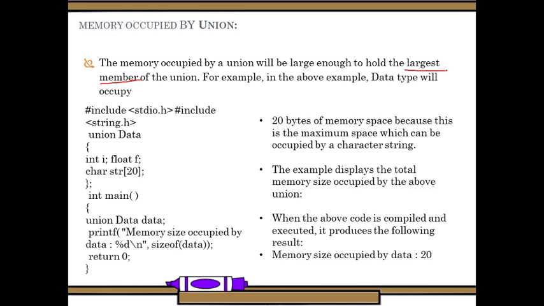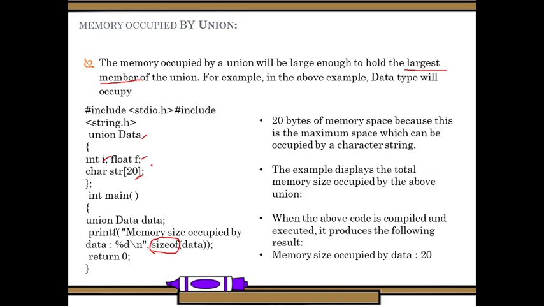Whichever member is the largest, that much memory it occupies in the union. For example, we are having data types here like int i, float f, char str of 20. Then how to find the size of the memory? The size of memory can be found with the help of sizeof. We are using data as a union, right? Here we declared an int i, float f and char str of 20.